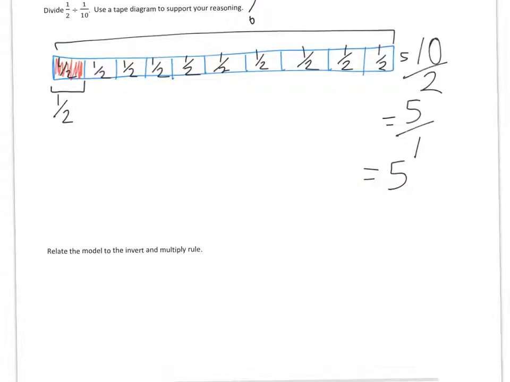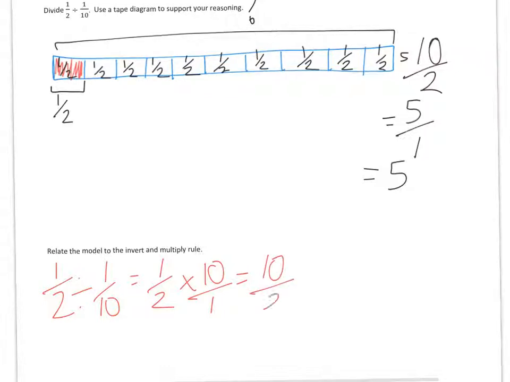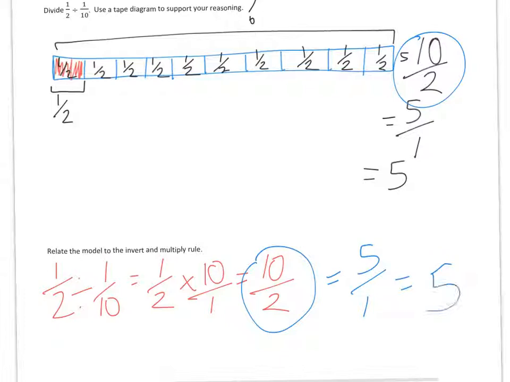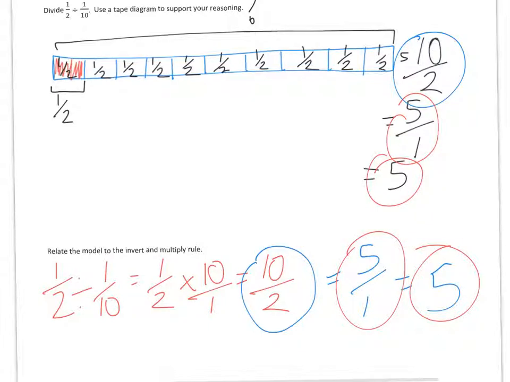So we're going to relate our model to the invert and multiply, or as we call it, the cheat method. So our cheat method would look like this. 1/2 divided by 1/10 is the same as 1/2 times 10/1, because we only flip the second fraction. So we multiply across, we have 10 times 2. Hey, is that familiar? 10/2, and then we reduce. 5/1, and then 5. And gosh, haven't we seen that somewhere before? Nice.